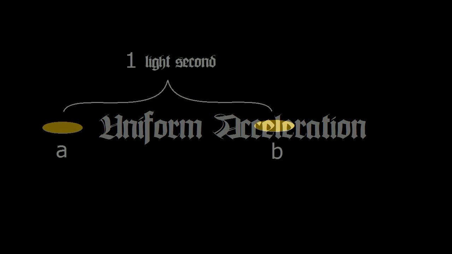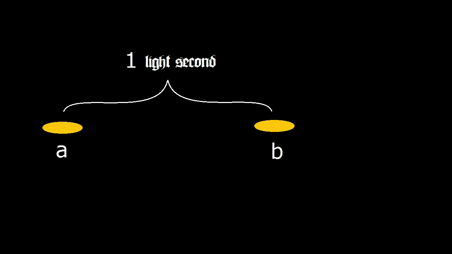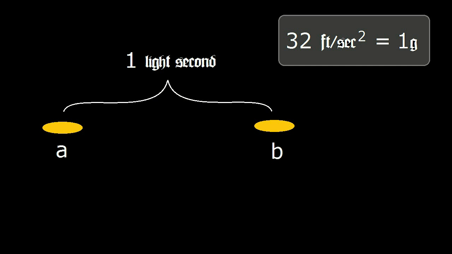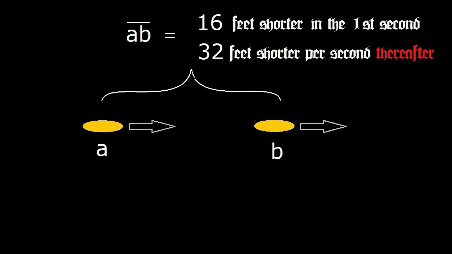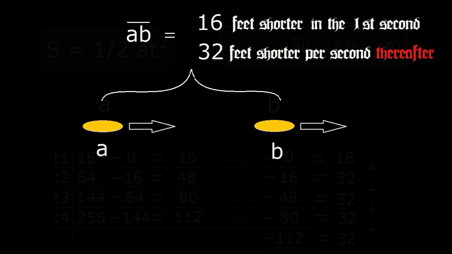Imagine 2 objects, A and B, 1 light second apart. Let both accelerate at 32 feet per second squared, that is, 1 g. In the first instance, let A, which is behind B, accelerate first, followed by B, which accelerates as soon as it sees A accelerate. That is, 1 second later. At constant acceleration, A will approach B at the velocity of 32 feet per second.